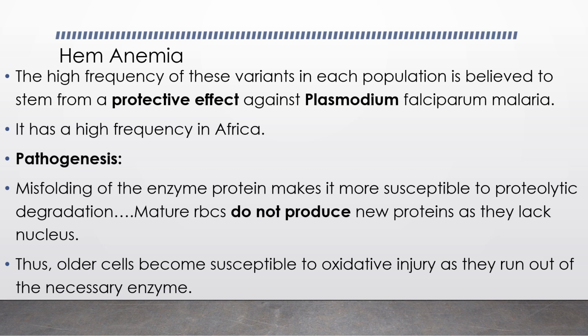Pathogenesis: misfolding of the enzyme protein makes it susceptible to proteolytic degradation, because the molecules always have a life. When it is seen that they have been damaged, actually they were not damaged, but they were not produced properly. So other enzymes responsible for catalyzing them just come and break them up. So their life is less. Enzyme molecules are less available. So less reduced glutathione is made, and there are fewer chances of defense against oxidative injury.